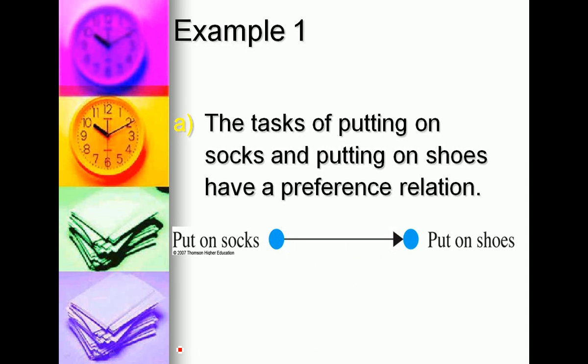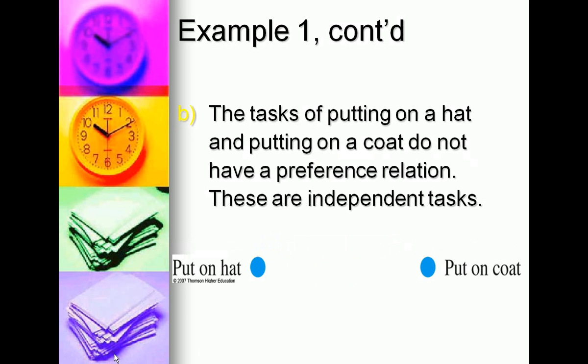So here these are independent tasks. It doesn't matter which order these are done in. They don't have any bearing on each other. So putting on a hat and putting on the coat, it doesn't matter which order you do those in, so you don't have an arrow connecting these.